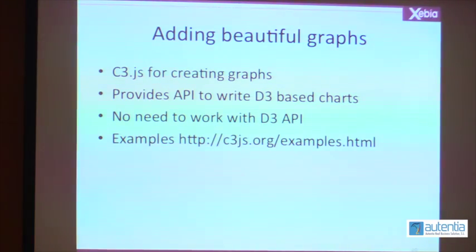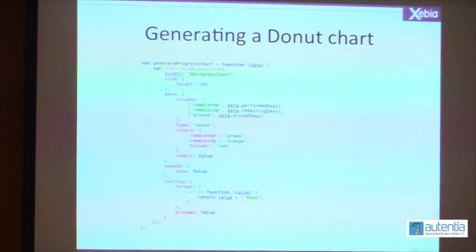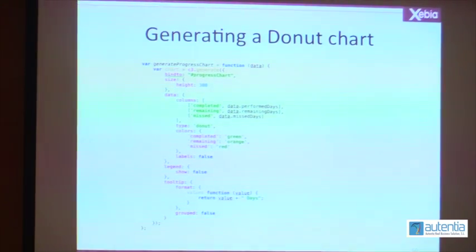It's based on top of d3.js, so it takes care of all the API nitty-gritties, and it's open source as well. You can find it on c3.js.org. This is how you write a simple donut chart here. So this is a very simple API.